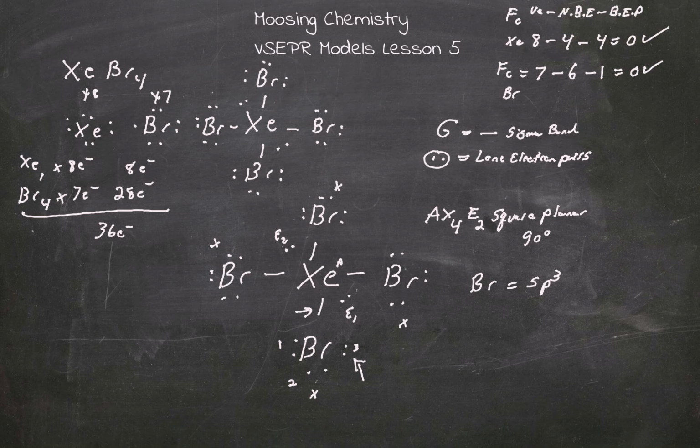That's our hybridized orbital for bromine. Now let me go ahead and erase some of this because it's getting a little bit crowded in here. So we're going to get rid of some of this stuff here. Kind of clear it out a bit.